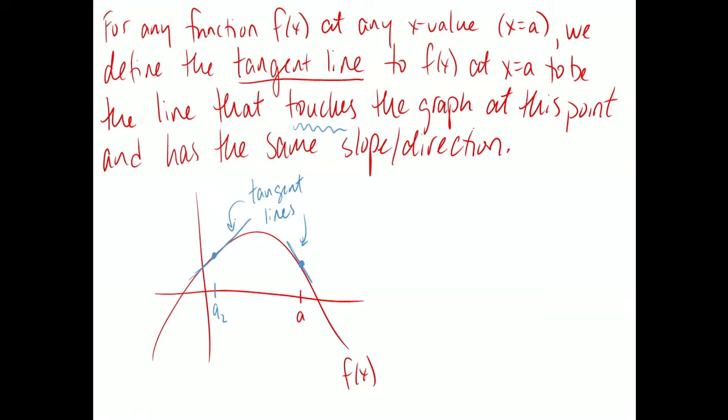Okay, so that's conceptually what a tangent line is. Certainly drawing one is not a big deal. You take an x value, you go up to the graph and put the appropriate dot there, and then you just try to draw a line that has the same slope as the graph.